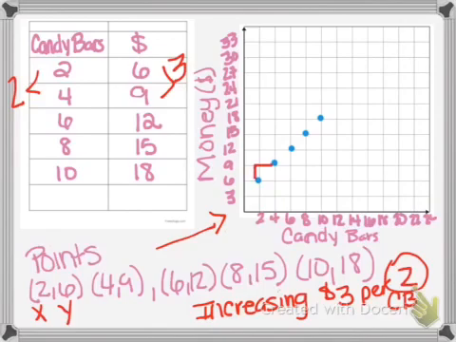So you can see here that even in our graph, we can see that this goes up 3 because it's on the money side, or the y side, and it's going over the number of candy bars. So you can see here the 2 candy bars, and it's going up the $3.